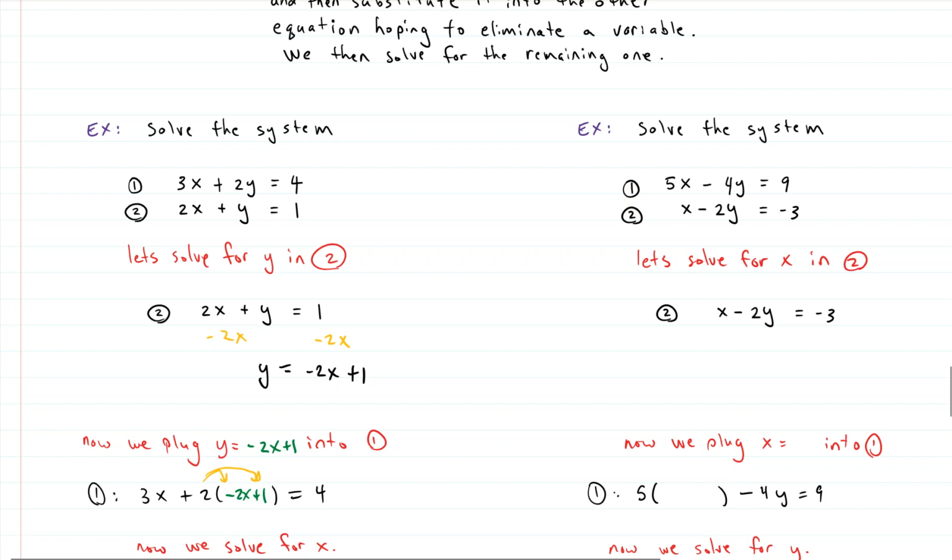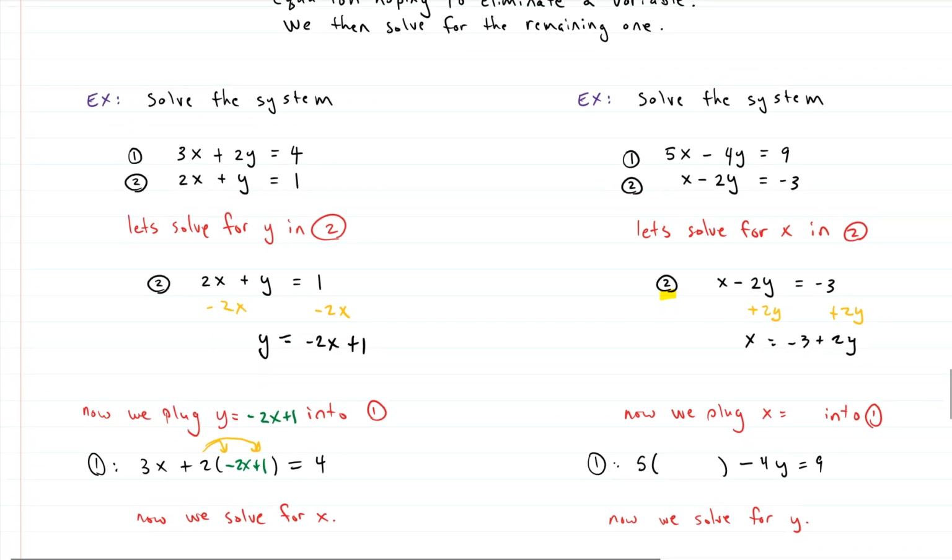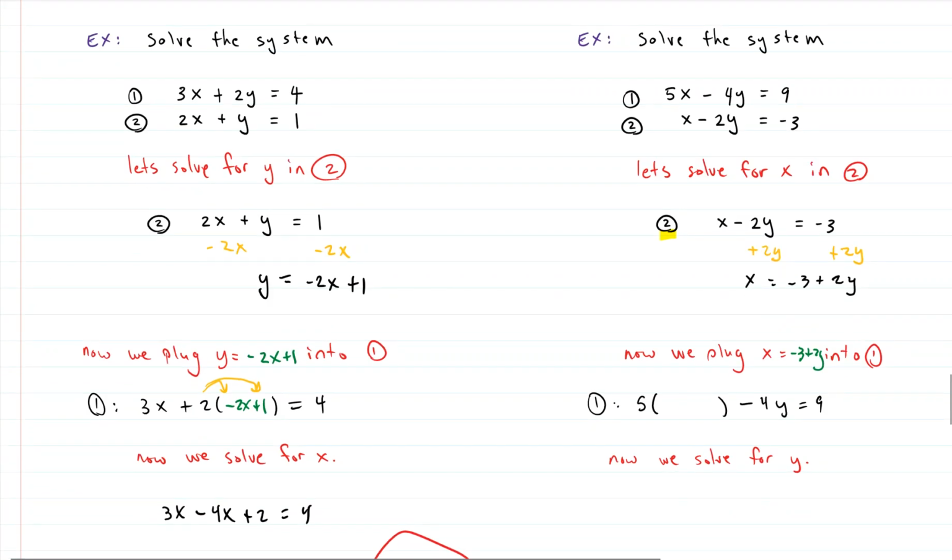We need to solve for one of the variables. This x looks like it's a low-hanging fruit, so let's do that. So we have equation 2. Let's solve for x. So we will add 2y to both sides. So we have x equals negative 3 plus 2y. We can plug that in now, so we know what x is, right? X is negative 3 plus 2y. We can plug that in to 1.